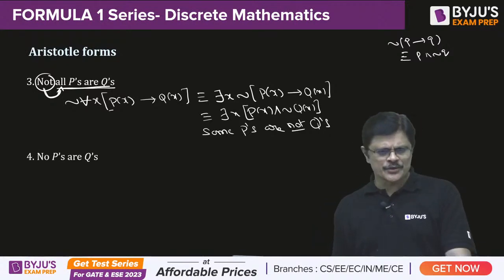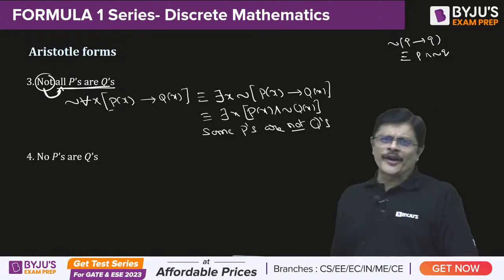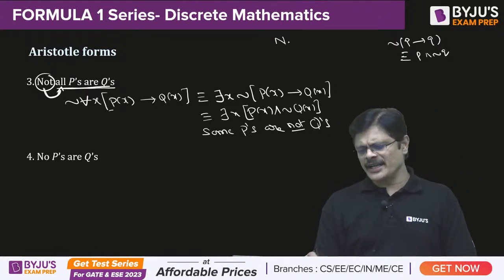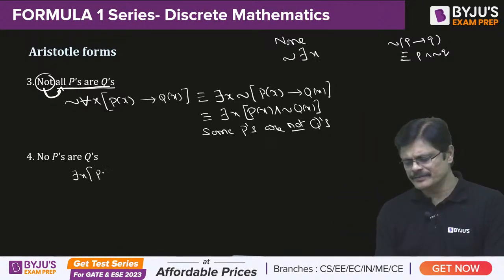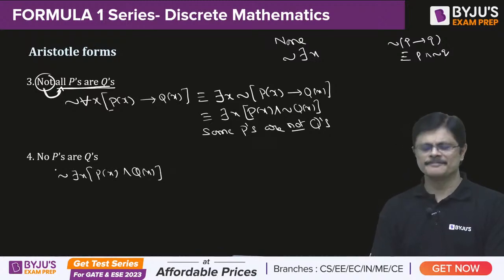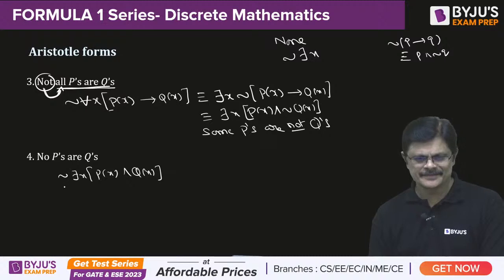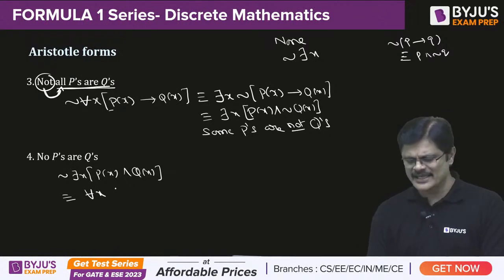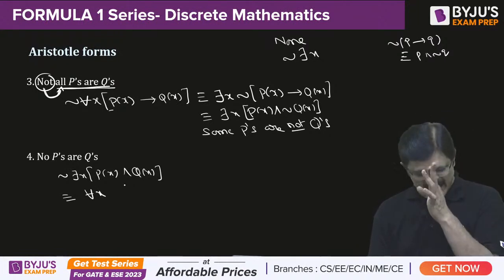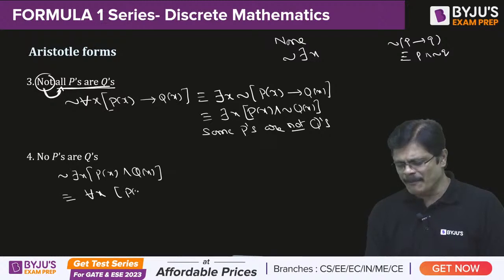Now, no p's are q's. See how to say no or none. The best way to say none is to say some and say sorry. So write down some p's are q's and say sorry. That's it. So when you take negation inside, it becomes for all x, p implies negation of q(x).